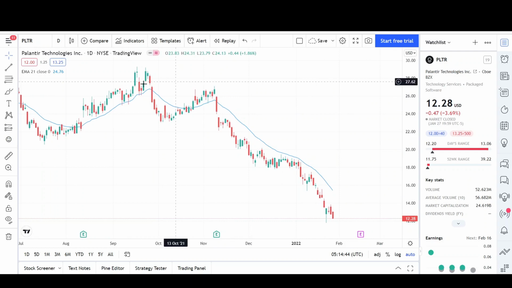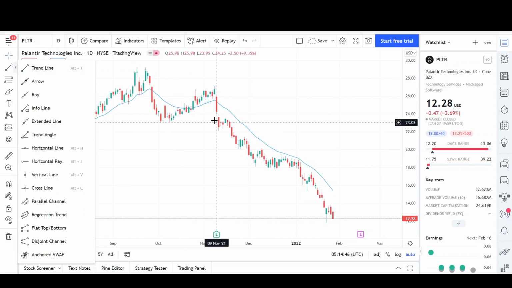But as of right now, I'm looking for bearish targets because the market has been going down since November of 2021. And you can see that we are below the EMA. The EMA is pointing down. And this is aggressive selling right here.